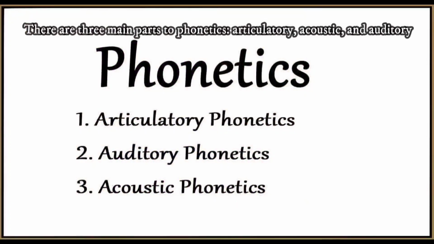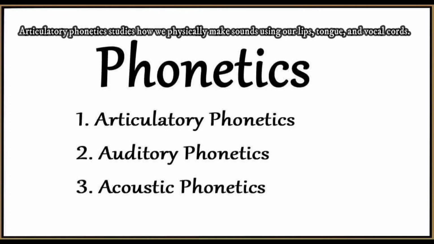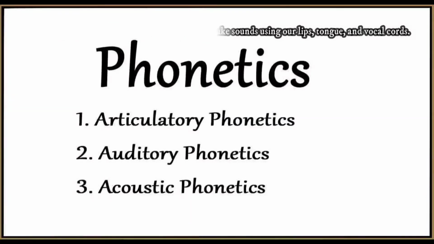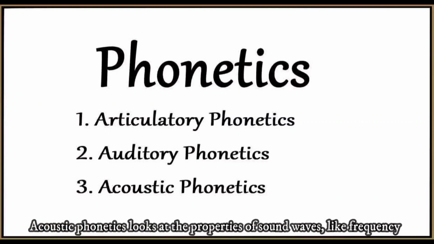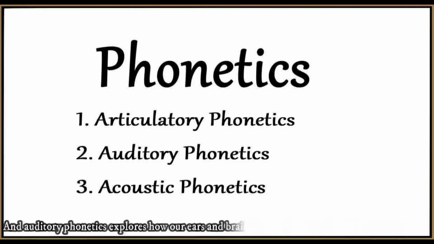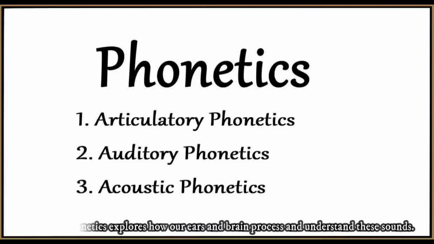There are three main parts to phonetics. The first one is articulatory phonetics, the second one is acoustic phonetics, and the last one is auditory phonetics. Articulatory phonetics studies how we physically make sounds using our lips, tongue, and vocal cords. Acoustic phonetics looks at the properties of sound waves like frequency. And auditory phonetics explores how our ears and brain process and understand these sounds.